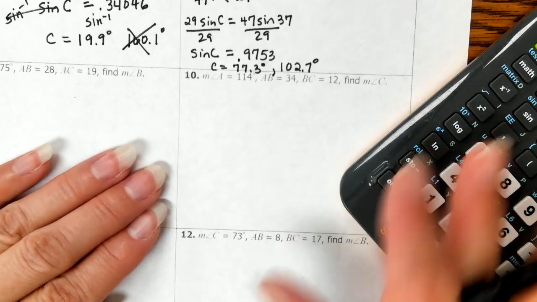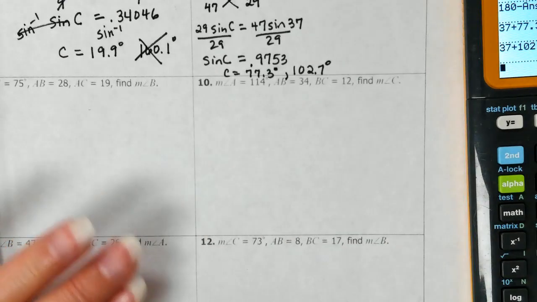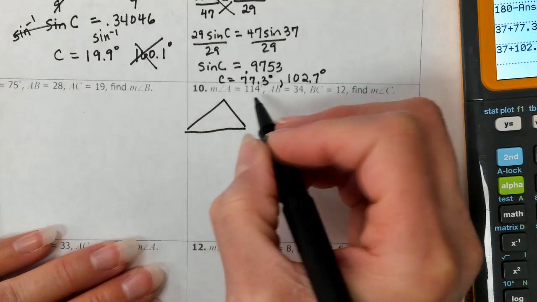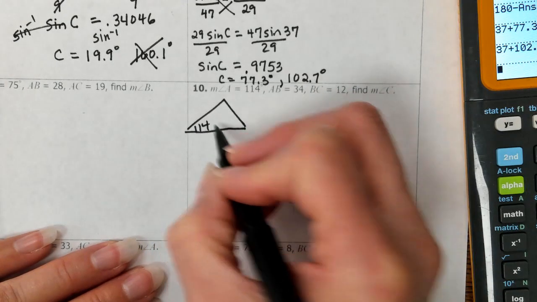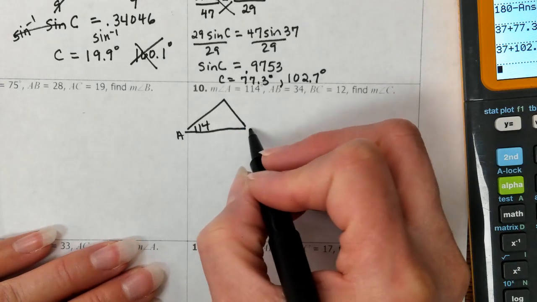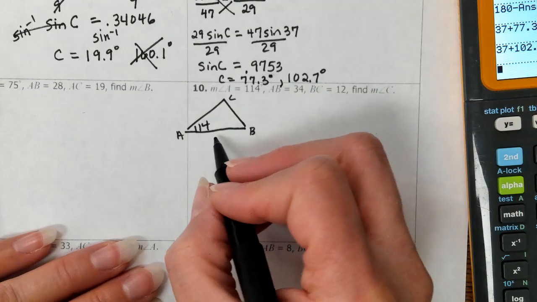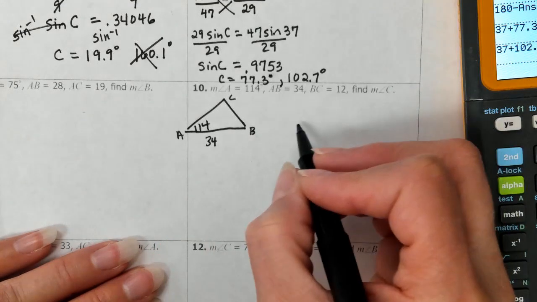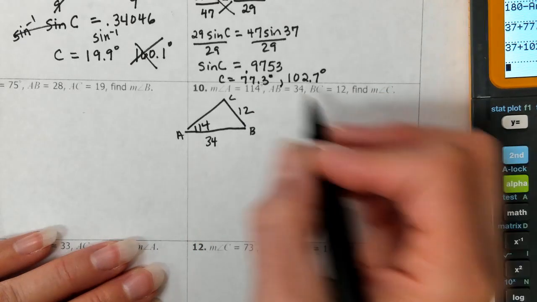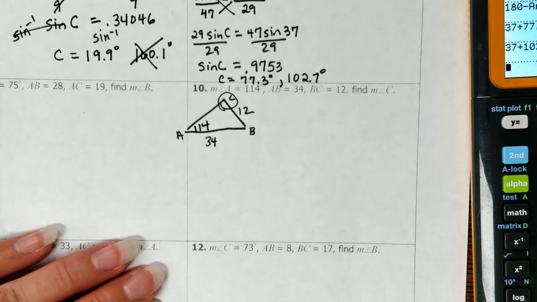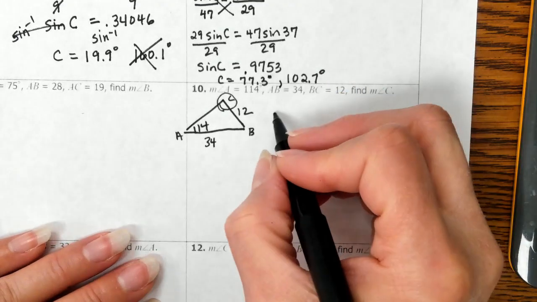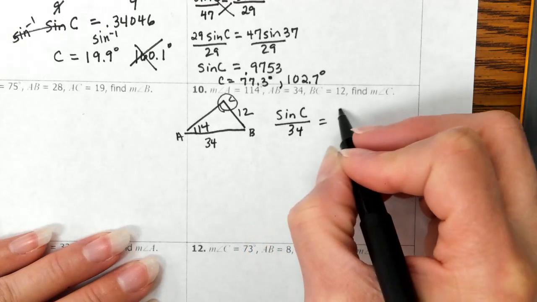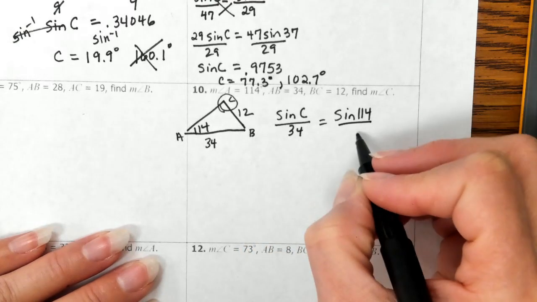Let's look at 10. On 10, once again, I'm going to draw that little triangle. A is 114. Notice I'm not even drawing to scale. I just want a little diagram to look at. AB is 34. BC is 12. And we want C. Okay, so if we set this one up, I would do sine of C over 34 and sine of 114 over 12.